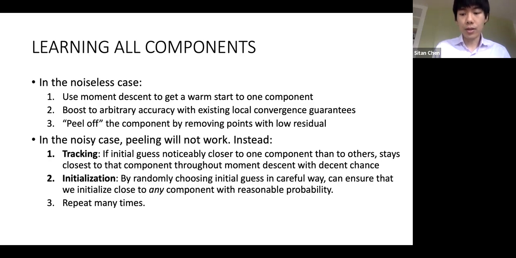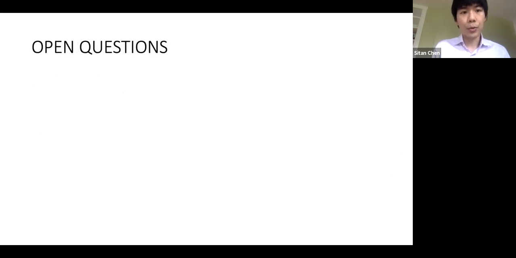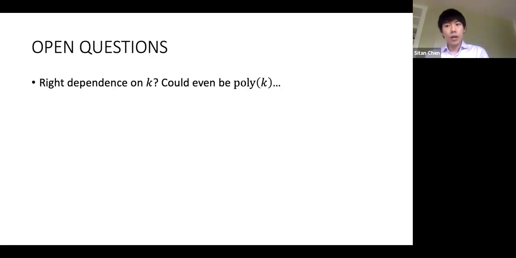Okay, so that's all I wanted to say about technical details. So now let me just move on to open questions. Clearly the most pressing question is to understand what the right dependence on k is, given that it's not exponential in k. And this work is just a first stab at that. It would be very surprising if the answer were actually exponential in root k, so I conjecture that it's probably much closer to poly k.